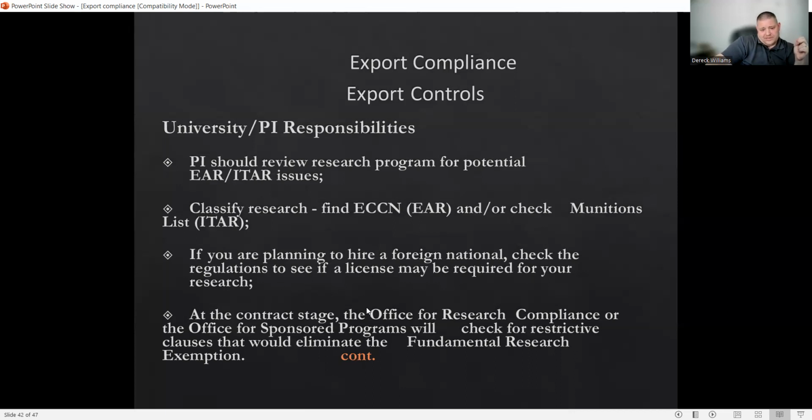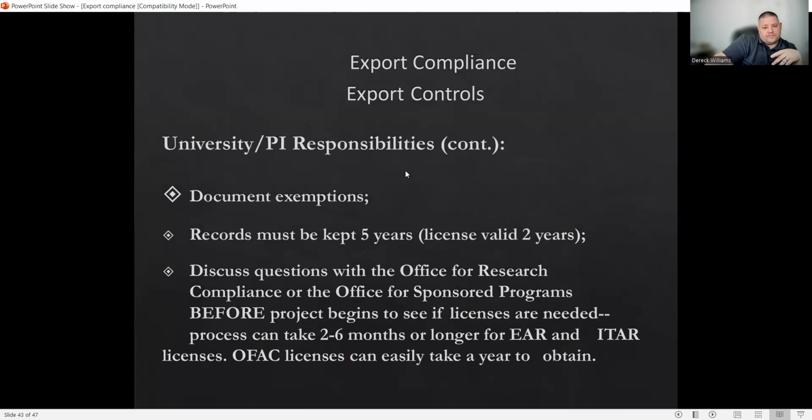your research. At the contract stage, the Office for Research Compliance or Office for Sponsored Programs will check for restrictive clauses that would eliminate the fundamental research exemption. Remember, we talked about the elimination requirements a few slides back. You have to document any exceptions. You've got to keep those records for 5 years. Again, your license is valid for 2 years, so that's 5 years past the expiry of your license.